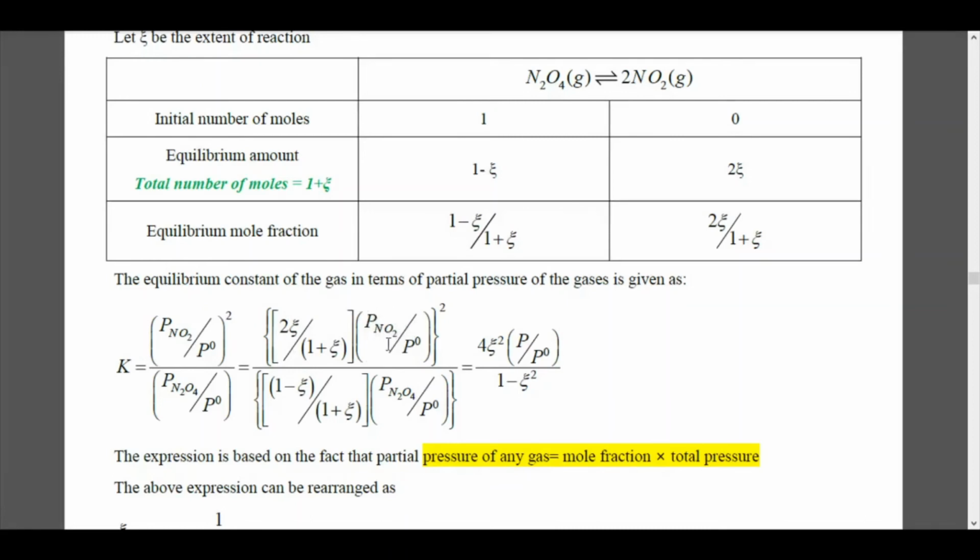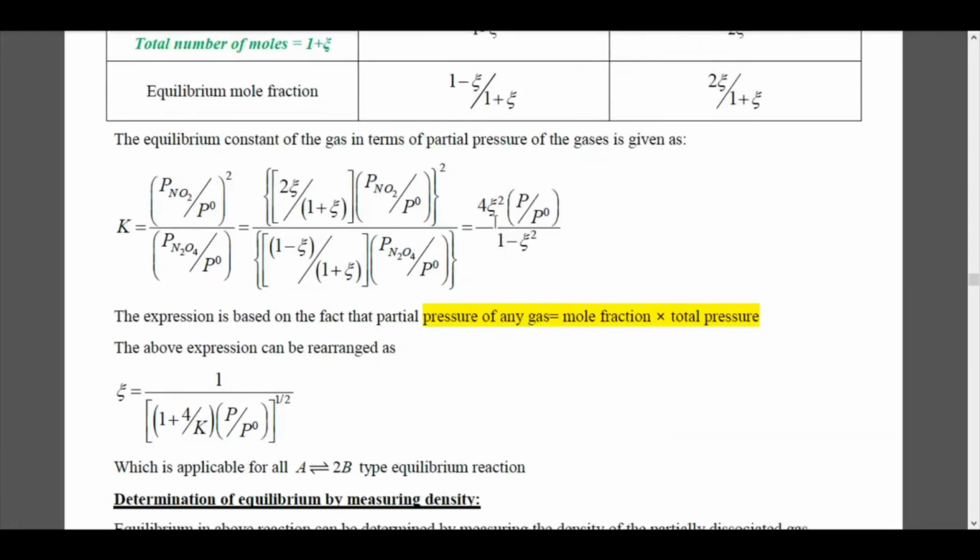Only P, not the partial pressure of NO2. Here it is correct. Here it should be P divided by P0. And here also this should be P. So if I rearrange the terms, again I am saying there is a mistake here. It should be capital P and this should be only P. Okay, (P by P0) squared, P by P0.